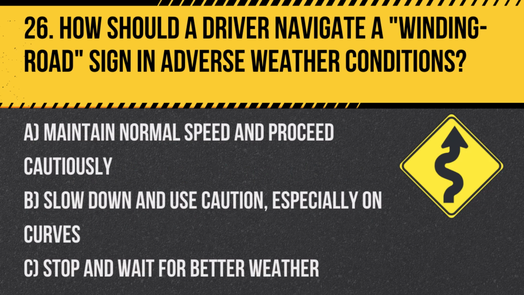Question 26. How should a driver navigate a winding road sign in adverse weather conditions? A. Maintain normal speed and proceed cautiously. B. Slow down and use caution, especially on curves. C. Stop and wait for better weather.